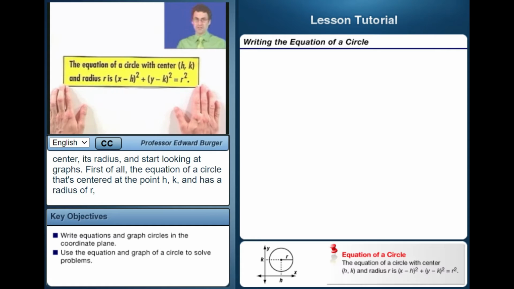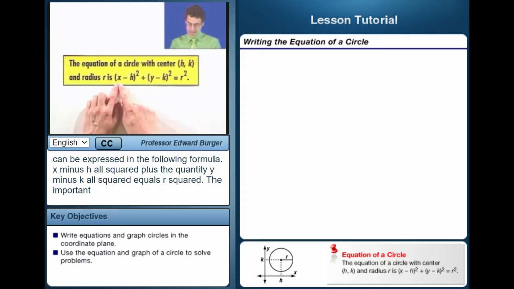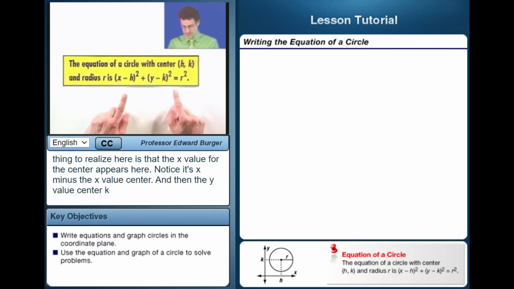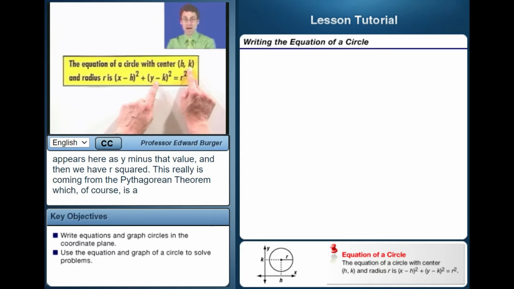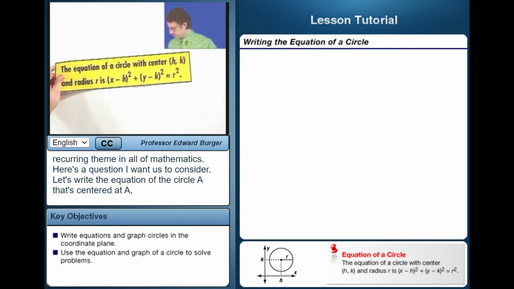the equation of a circle that's centered at the point h comma k and has a radius of r can be expressed in the following formula. (x minus h) all squared plus the quantity (y minus k) squared equals r squared. So the important thing here to realize is that the x value for the center appears here. And notice it's x minus the x value of the center. And then the y value of the center, k, appears here as y minus that value. And then we have r squared. This really is coming from the Pythagorean theorem, which, of course, is a recurring theme in all of mathematics.